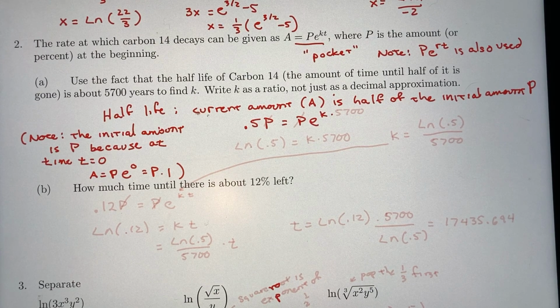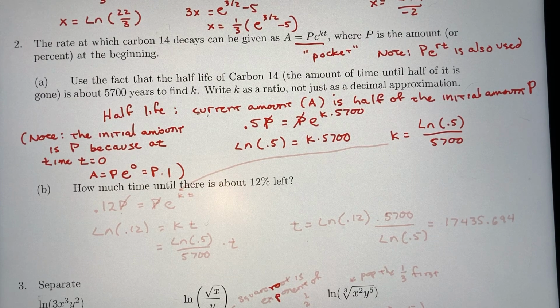And it says the time is 5,700 years. So I'm going to solve for k. First, we can cancel the P's. And then I can take the ln, un-e by ln on the other side. And then k as a ratio is ln of a half over 5,700.